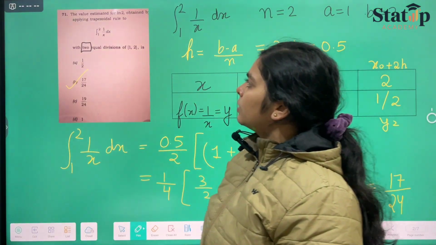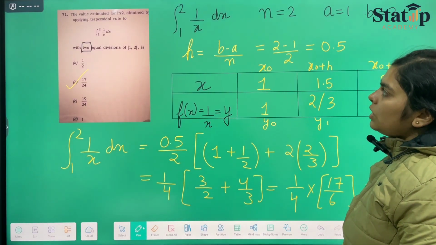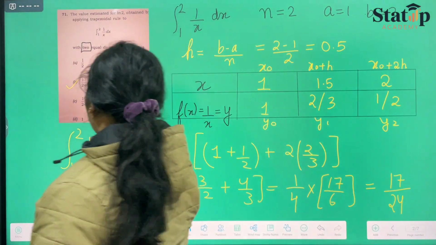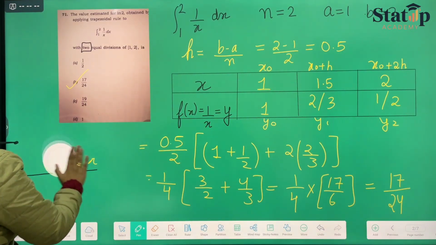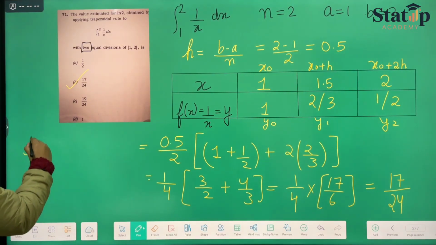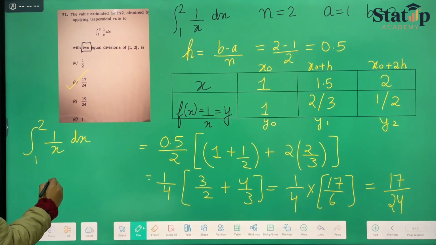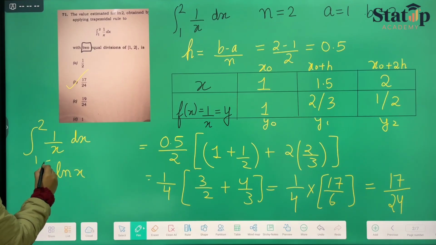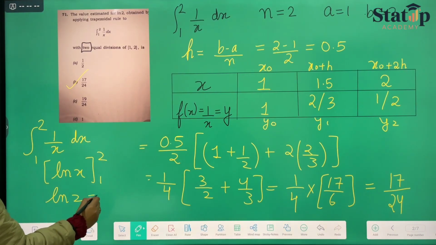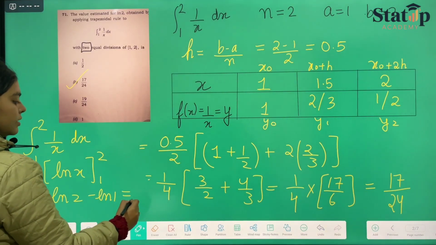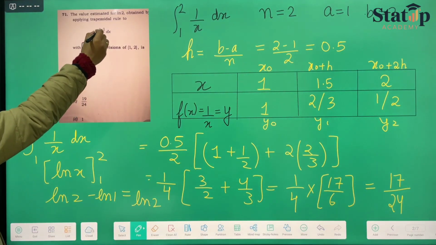And if you integrate it normally, the way we use integration, let us do it that way also. If we integrate from 1 to 2, 1 upon x dx, we know that the integral is log of x from 1 to 2. This will be log of 2 minus log of 1. Log of 1 is 0, so the answer will be log of 2 only. And hence, we have to find the value of log of 2.